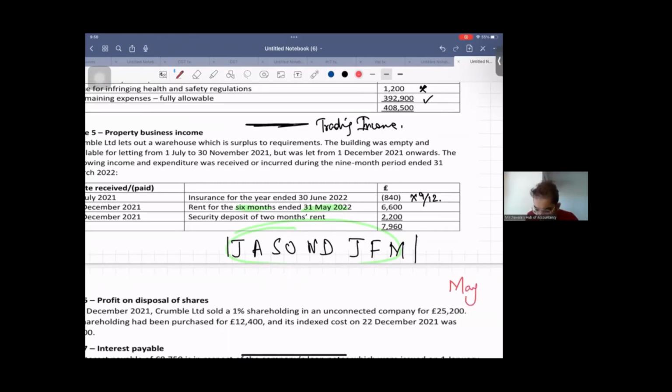This is May. The 6 months which are ending in May: May, then April, then March, Feb, Jan, and December. These are the 6 months ending 31st May 2022.